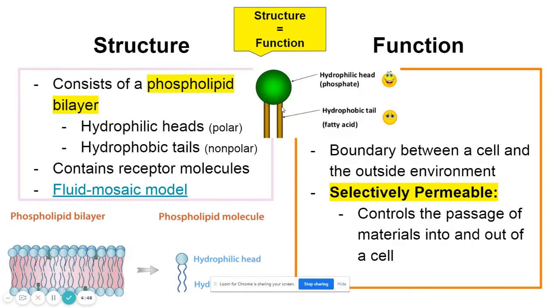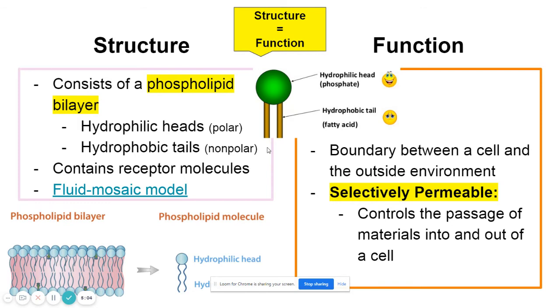So the tails shown in brown are hydrophobic. They don't like water. And if something cannot dissolve in water, we usually refer to it as non-polar. Okay, so non-polar means that it does not dissolve in water.